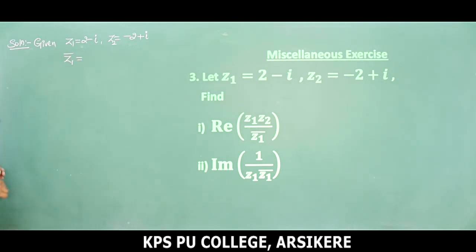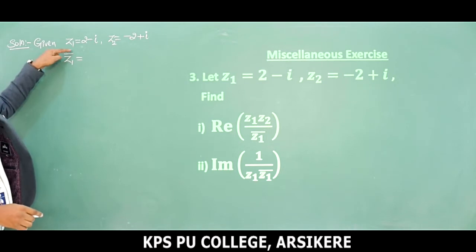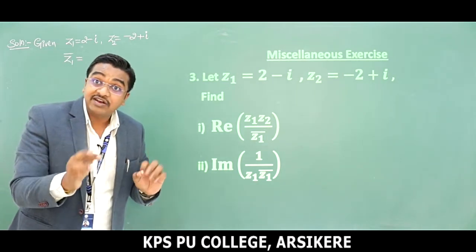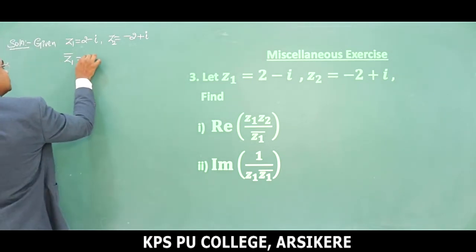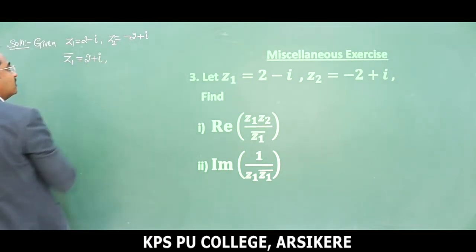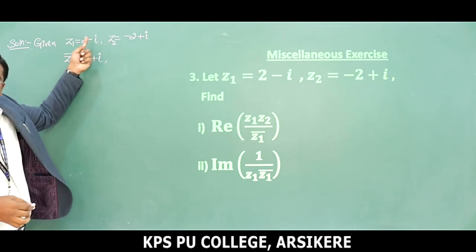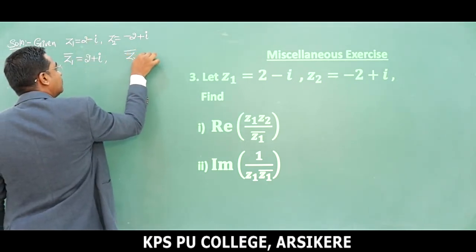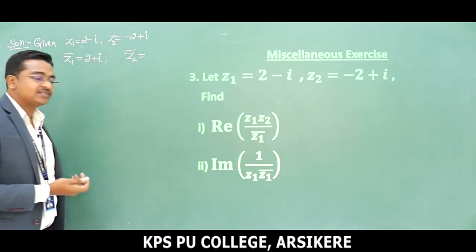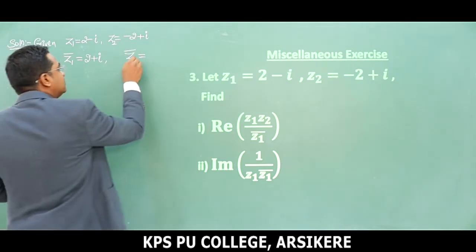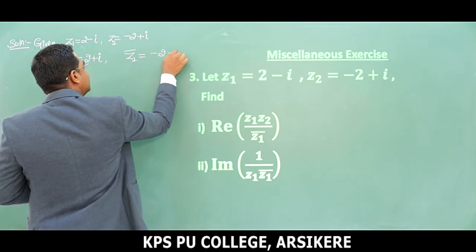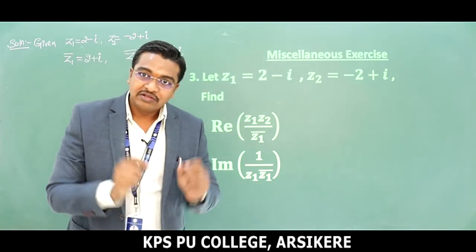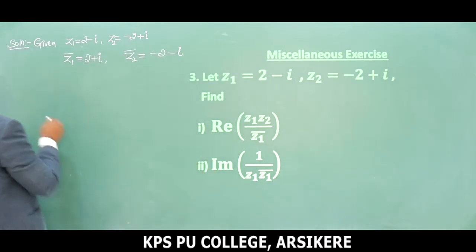So now the conjugate of z1 is z1 bar. This is nothing but just interchanging the sign of the imaginary part. So this reduces to 2 plus I. Here there is minus I, it reduces as plus I. Similarly for z2 bar, z2 bar is not required, but I will write it: z2 bar is equal to minus 2 minus I. Just change the sign of the imaginary part. So now solve the first question.